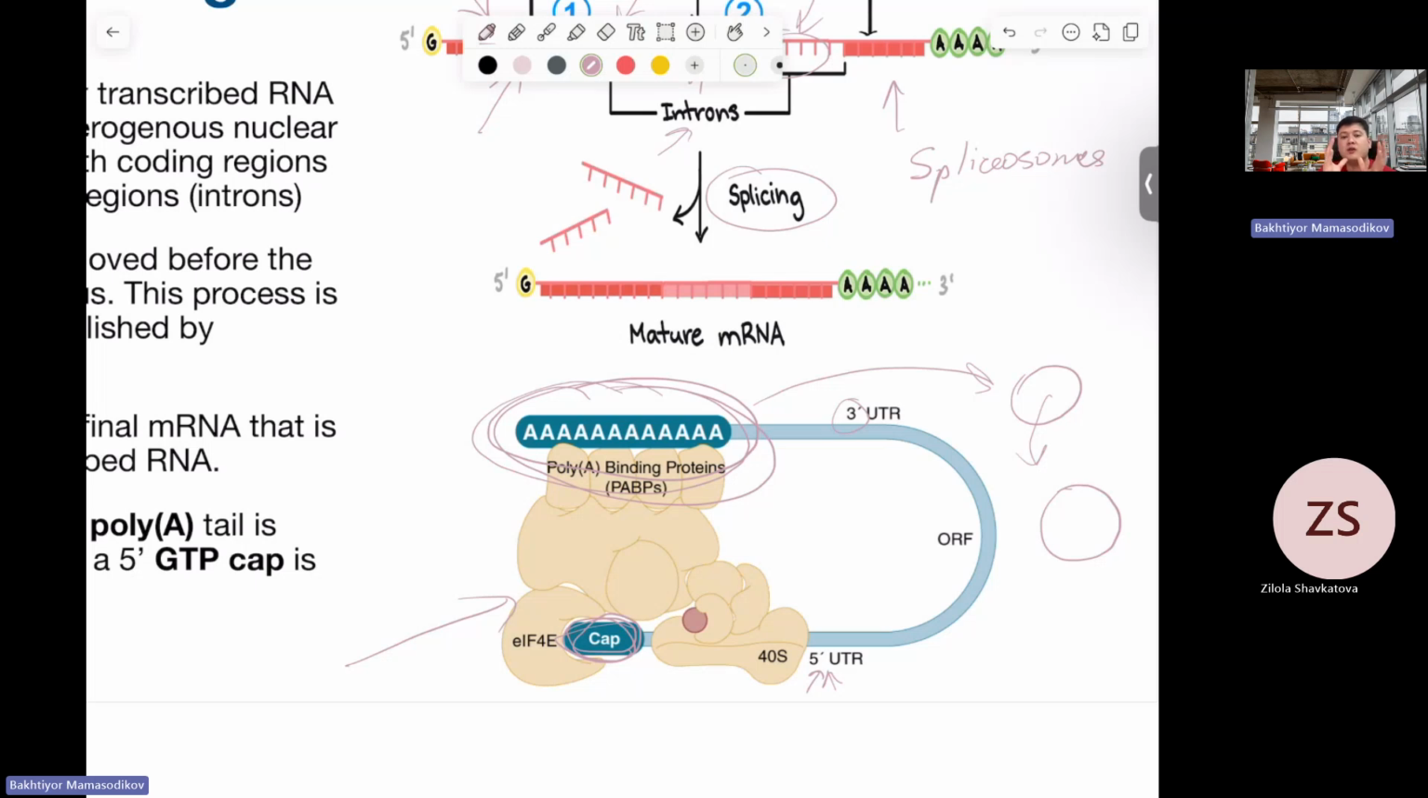It's shortened because we removed the introns. It's protected with a 5' cap and a 3' tail. It's ready to leave the nucleus, and it's ready to be translated into protein. Okay, any questions?